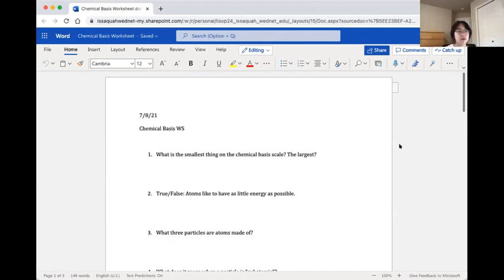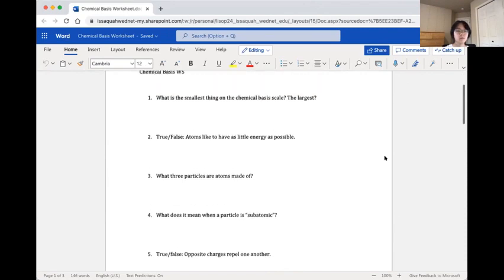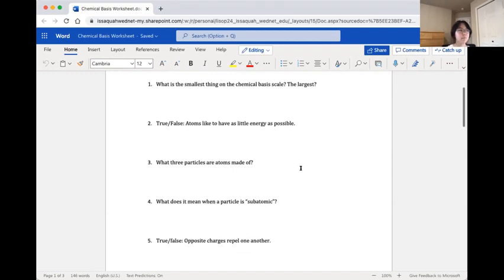It seems that some people don't have the worksheet, so I will pull that up right now. Okay, now the questions are on the screen so everybody can see. Our second question is true or false: atoms like to have as little energy as possible. True. Yes, that is true. Atoms do like to have as little energy as possible. The way I like to think about it, atoms are kind of lazy. They do not like to have a lot of energy.